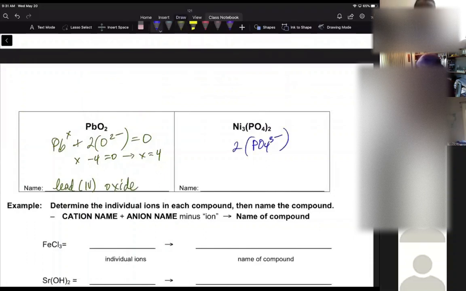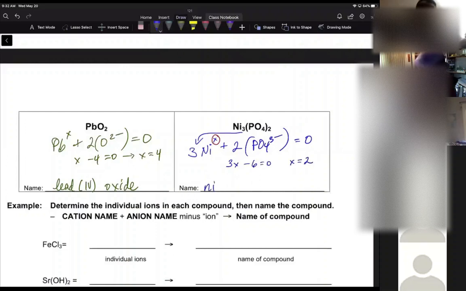We have 2 of those phosphates forming a neutral compound, and now we have 3, but we need to solve for the X value here. So I've changed my format a little bit. I'm showing the ions that I'm solving for. That algebraic equation is going to look like 3x minus 6 equals 0. So X equals 2, this is a nickel 2 phosphate. So this one, that is a nickel 2 plus. So I'm going to name it with that Roman numeral.